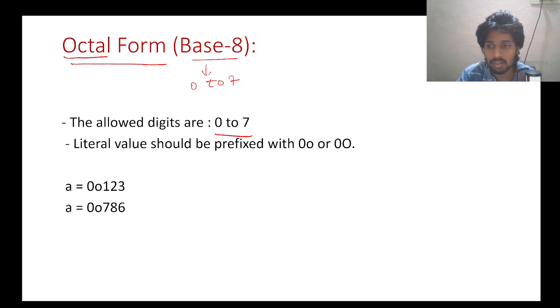For example, if I'm trying to put 8 here, this is invalid, and this is valid, because 123 is in the range of 0 to 7. To define an octal form, we need to prefix with 0o or 0 capital O. Here I defined it with 0 lowercase o. Here also I prefixed with 0 lowercase o, but here I'm using 8, so this is invalid. In the octal form, we can only use the digits from 0 to 7.